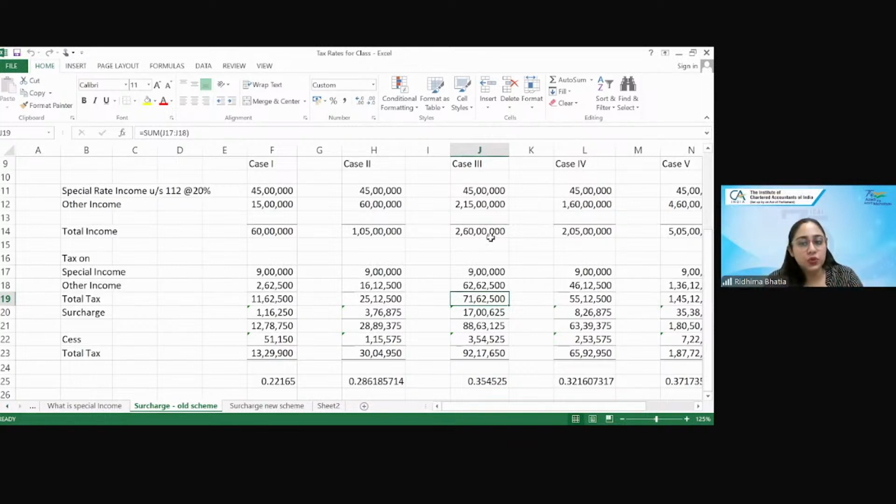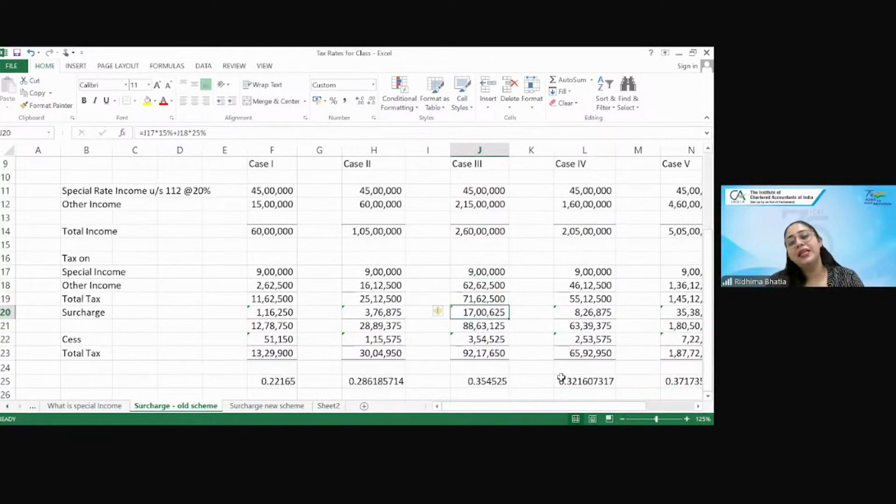Now, since the income crossed 2 crore, I cannot apply max surcharge of 25% on this entire income. Why? Because in this entire income, there is this 45 lakhs, जिस पे maximum surcharge कितना लगेगा? How much maximum surcharge would be applied? 15%. So on 45 lakhs, 20%, which is the tax. On 9 lakhs, I will apply surcharge of 15%. And on 62 lakhs, 62,500, I'll apply surcharge of 25%.